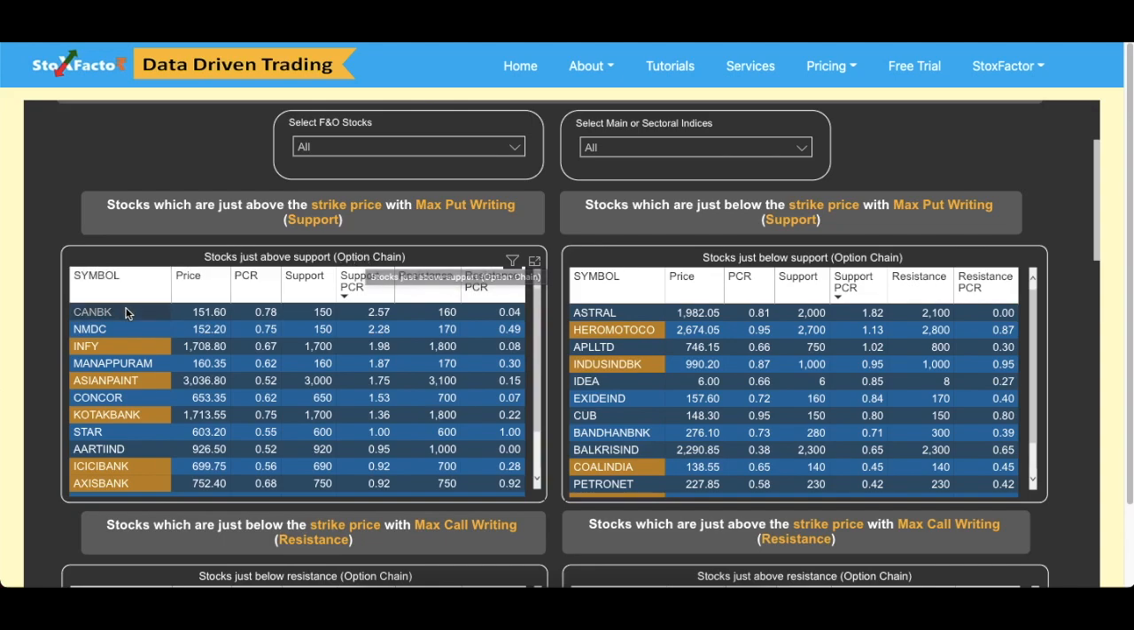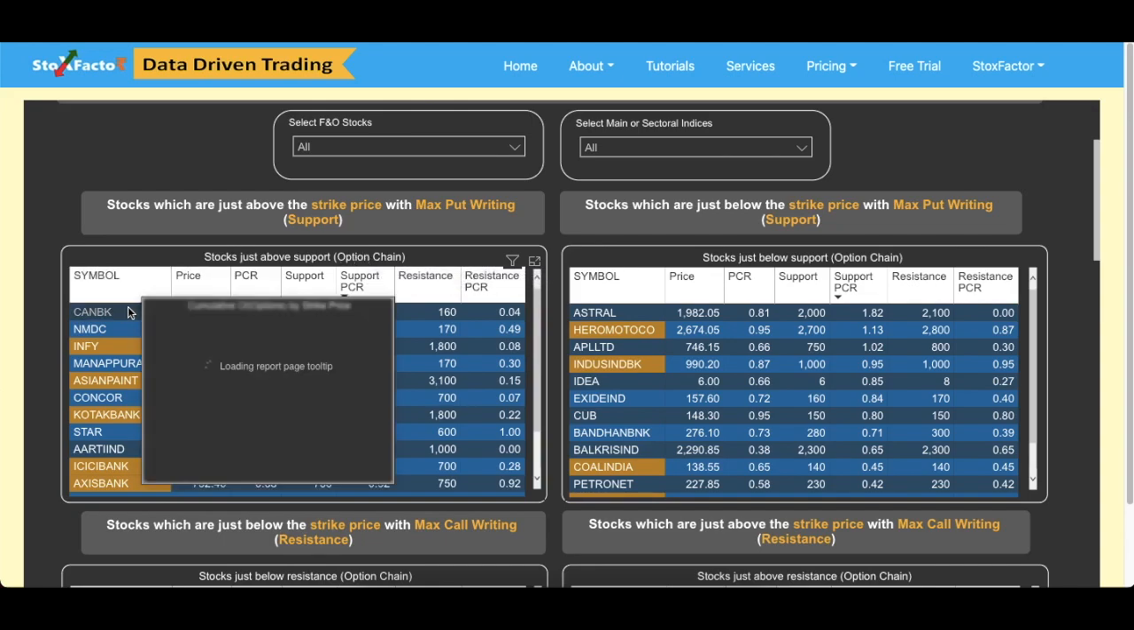And we can see that also if we hover over this particular stock, you will see the option chain. You can see the big red bar on 150, which tells you that this is a good support as compared to call writing. You can see a very small bar at 150. So more put writing is there. The less the call writing and the more the put writing, the stronger the support is.